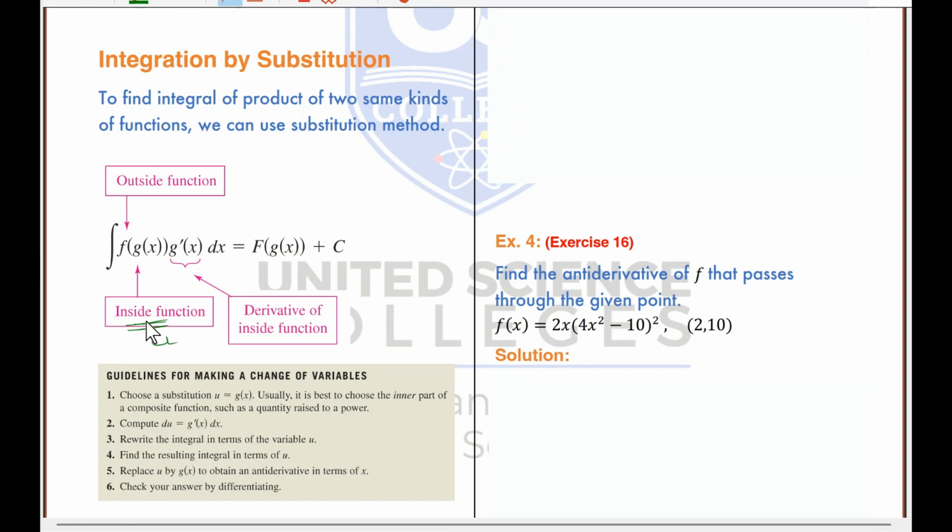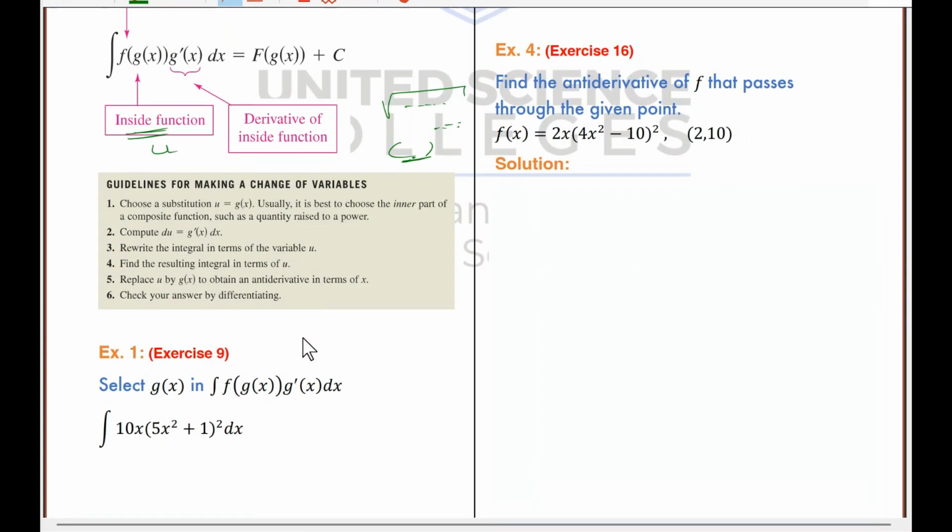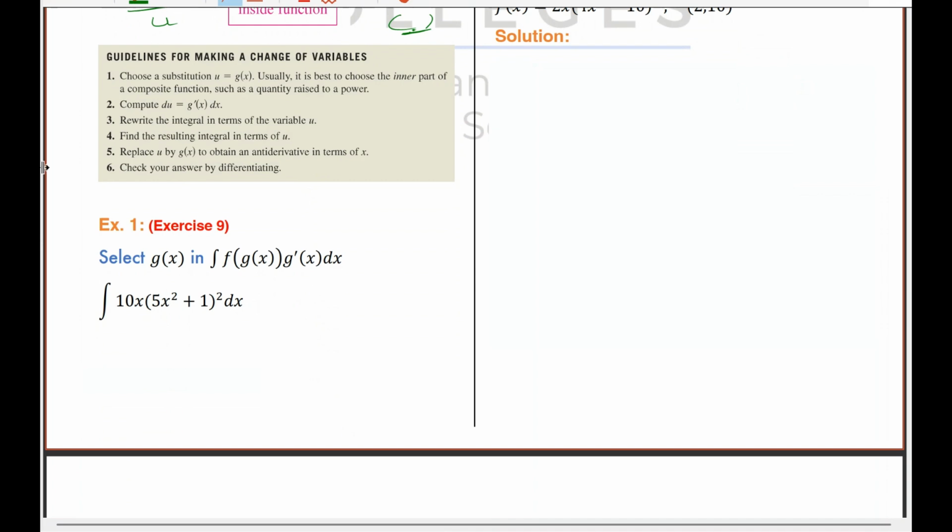So how are we going to identify it? The inside function is generally the one that's under a radical, if there is a radical, or if there is a power, then the base will be the inside function. So we generally have those two cases. Either there is a power, then the base will be considered as u, or there is a radical, and the radical will be used as u.